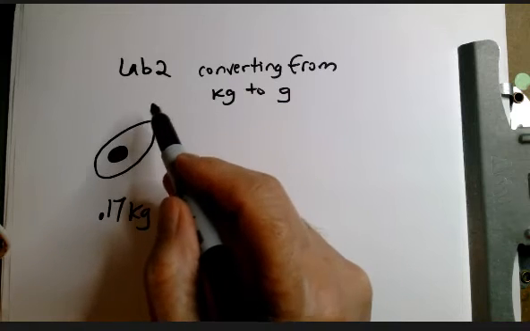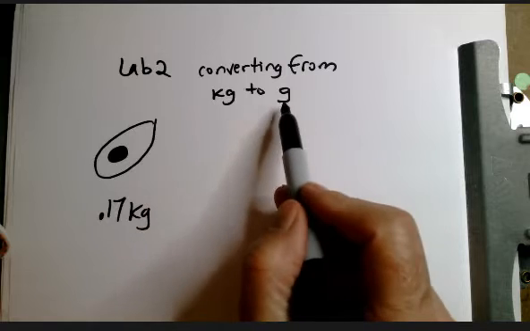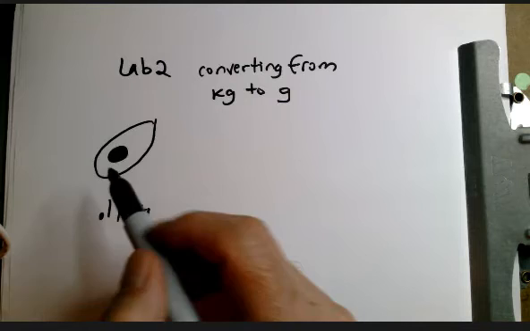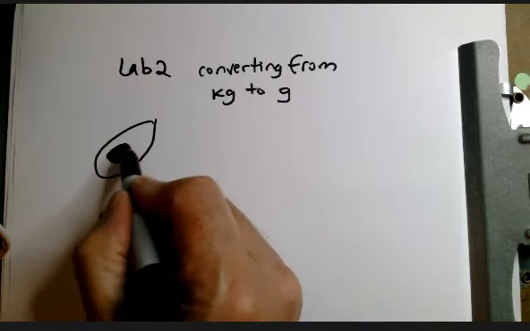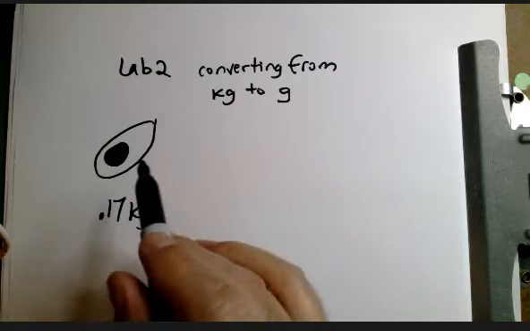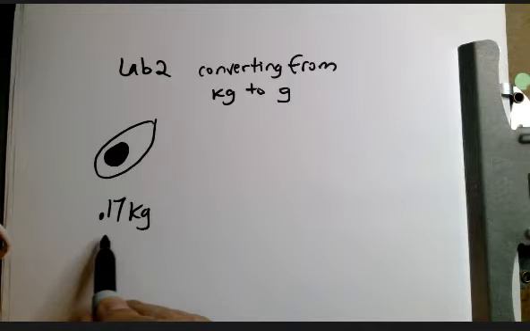In chemistry lab 2, there are some metric units, and so let's convert from kilograms to grams, and let's pretend like this is an avocado. It probably should have a little bit larger of a seed ratio to the meat. I looked this up, and an avocado is about 0.17 kilograms.